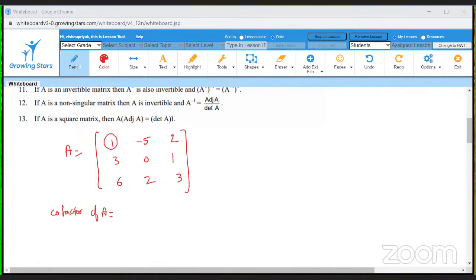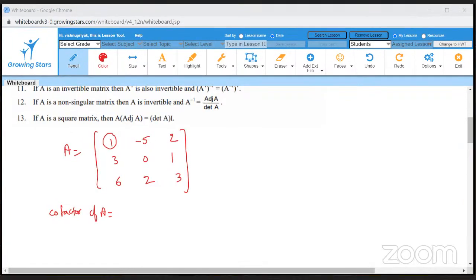What happened? No one is telling the answer? Does anyone know what the cofactor is?